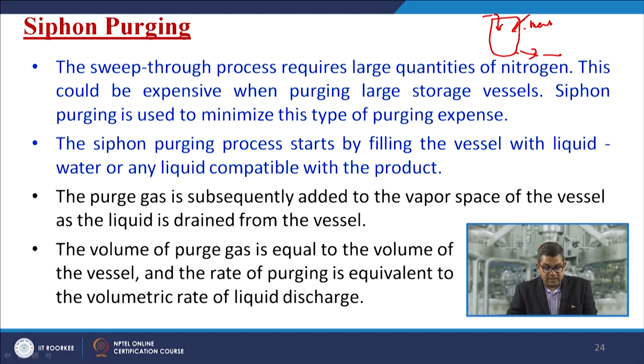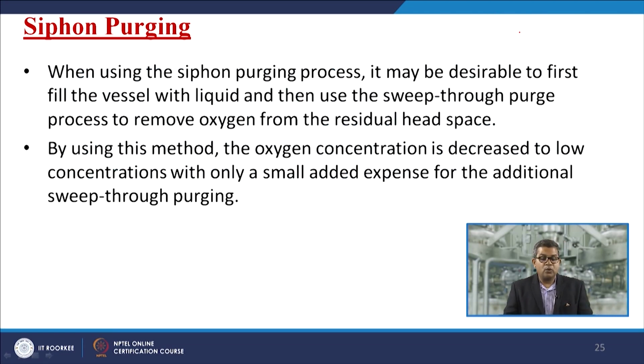The volume of purge gas is equal to the volume of the vessel, and the rate of purging is equivalent to the volumetric rate of liquid discharge. So, when using the siphon purging process, it may be desirable to first fill the vessel with a liquid, then use the sweep through purging process to remove oxygen from the residual head space. Now, by using this method, the oxygen concentration is decreased to low concentration with only a small added expense for the additional sweep through purging. So, these things should be in our mind.